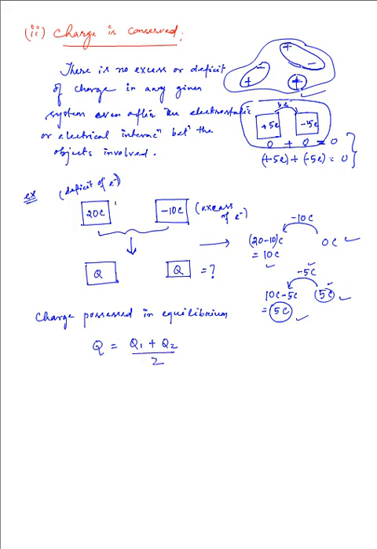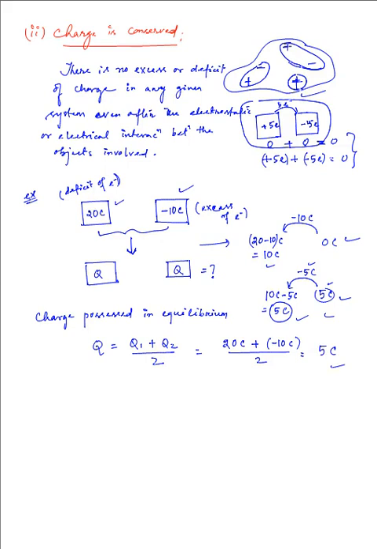Q1 is the charge possessed by the first body, let's say, and Q2 is the charge possessed by the second body. And so we have (20 coulomb plus minus 10 coulomb) divided by 2, and so 20 minus 10 is 10, over 2 is 5 coulomb. So that's 5 coulomb, exactly the case that we obtained over here.